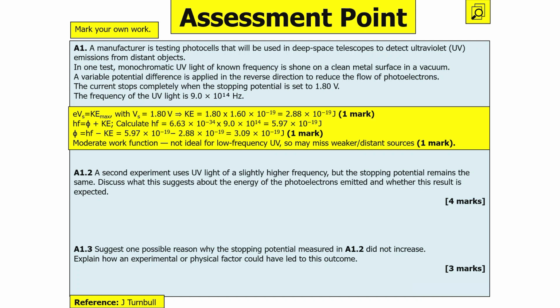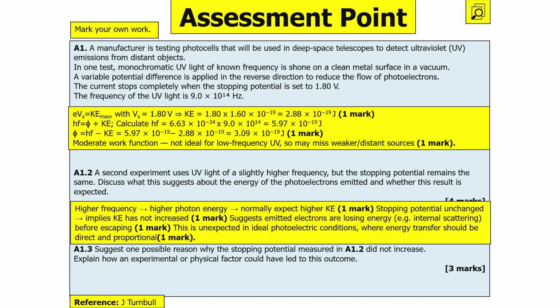Next, we know higher frequency means a higher photon energy, so normally we would expect a higher kinetic energy of the emitted photoelectrons. Now, the stopping potential is unchanged, which implies to us that the kinetic energy of the emitted photoelectrons has not increased. This suggests that the emitted electrons are losing energy before they escape. So this is unexpected in ideal photoelectric conditions, so it indicates that possibly the electrons are colliding with something as they're leaving the metal surface.